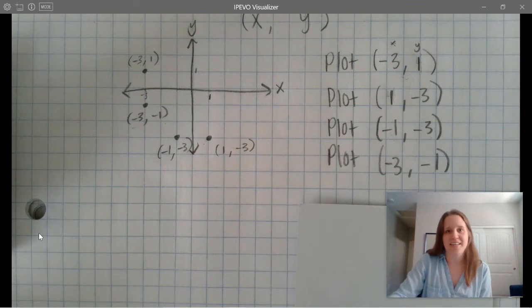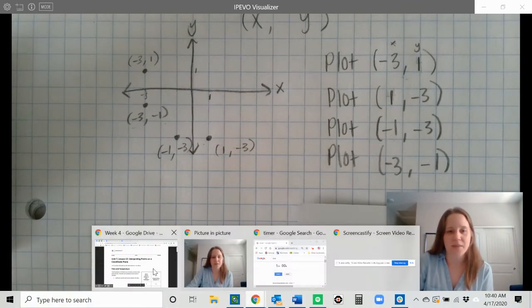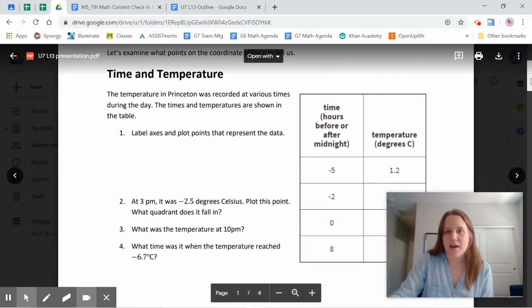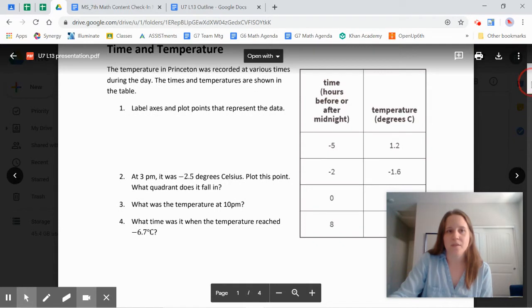We're going to dive into our lesson today, which is on interpreting points in a coordinate plane. And we're going to think about first time and temperature. Okay. All right, so we're just going to answer question 1 first together. So just heads up for that.